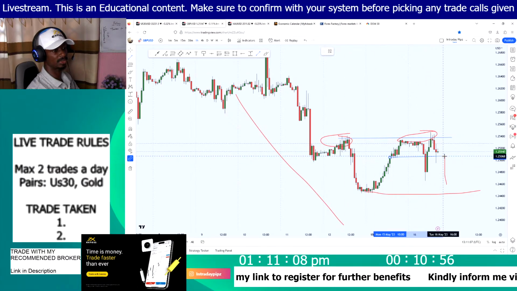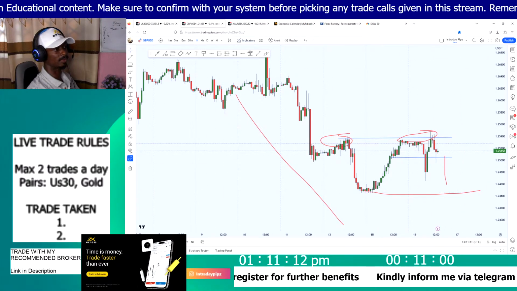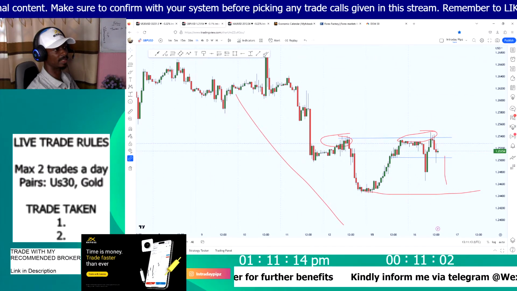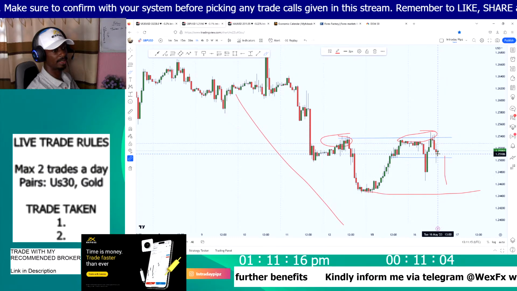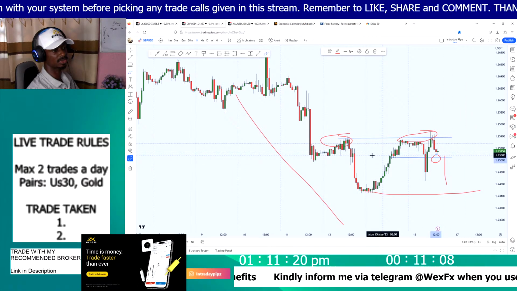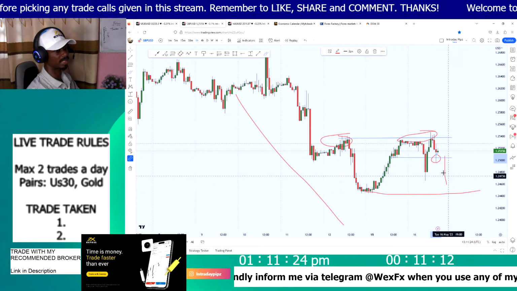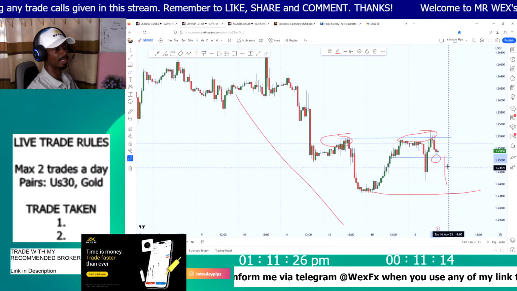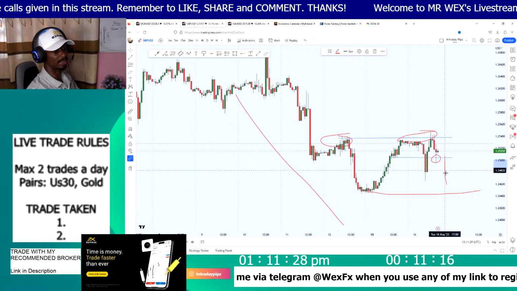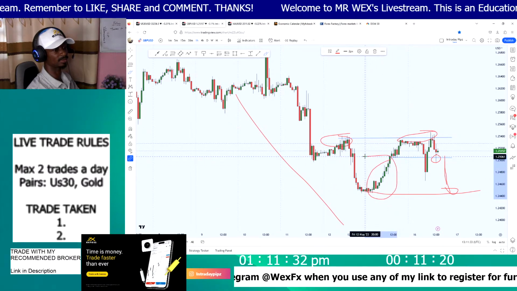We need to see this structure taken out. Why do we need to wait for that? Because this particular candle has closed above that structure, so that structure is still respected. So when we see volume drop below that structure, then of course we can think, okay, there's going to be a possibility for price to push downwards to fill this range.